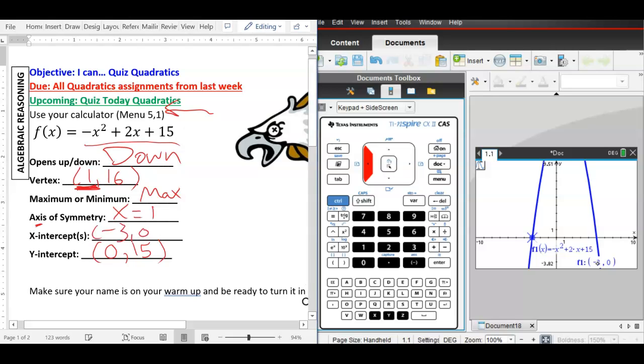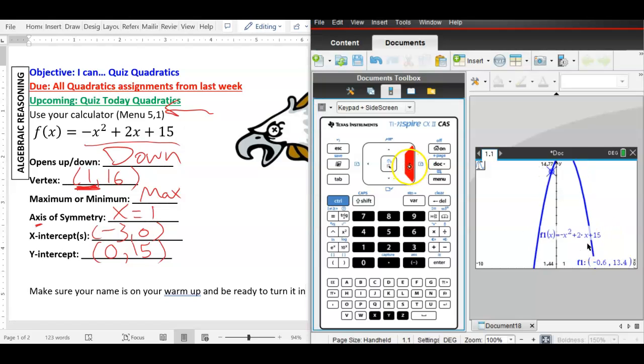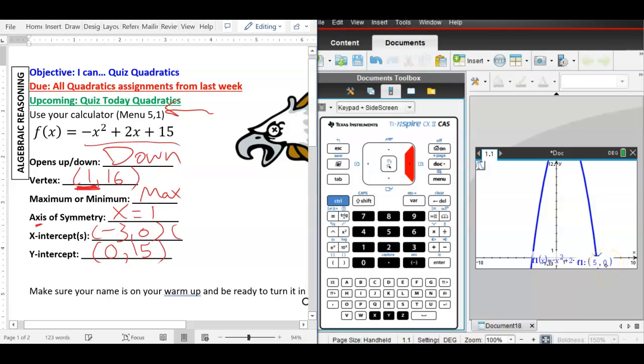Please be careful because that may not be the only one. And I can clearly see there's one over here. So I got to go click to the right a lot until I get over there. Click, click, click, click, click. And there it is. My other 0 is 5, 0 for my x-intercept.